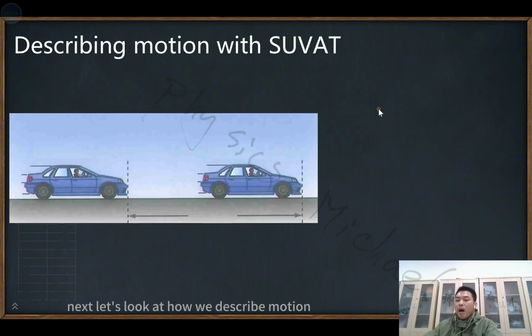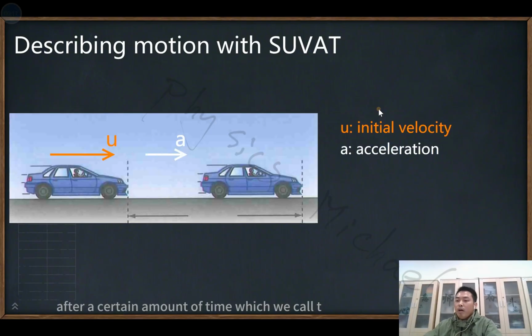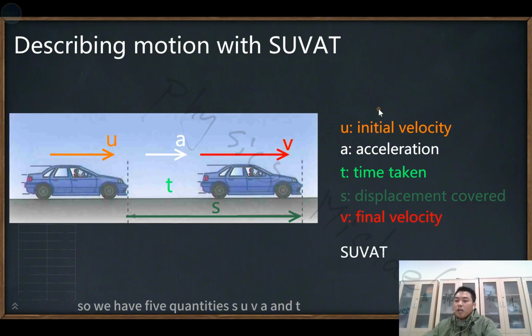Next, let's look at how we describe motion using some key physical quantities. Imagine a car accelerating on a straight road. We use the letter u to represent its initial velocity and a for its acceleration. After a certain amount of time, which we call t, the car covers a displacement labeled as s and reaches a new final velocity which is called v. So we have five quantities: s, u, v, a, and t. We spell out the acronym SUVAT. The motion equations are formulas that link these five quantities together.